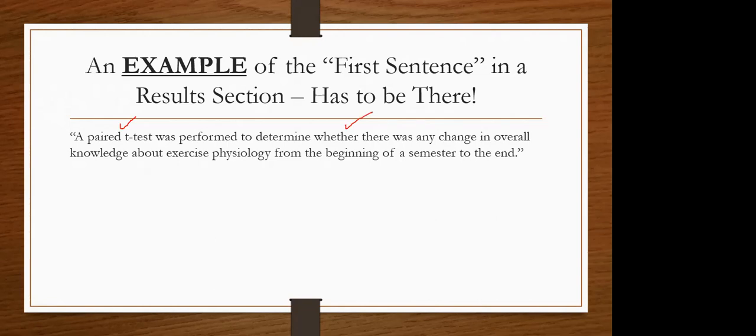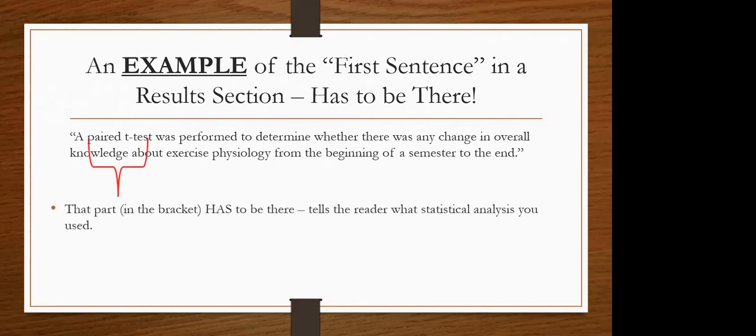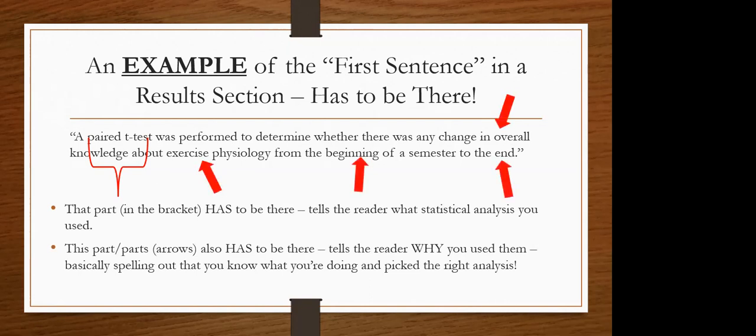If you look here, the part in the brackets has to be there. That tells the reader what you did. And the part with the arrows also has to be there. That tells the reader why you used it. So basically you're spelling out that you know what you're doing and that you picked the right analysis. Some of you guys will not do this, and I don't know why, because I'm spelling it out right here for you. It doesn't get any more simple than this.